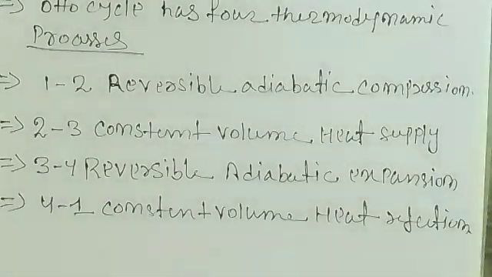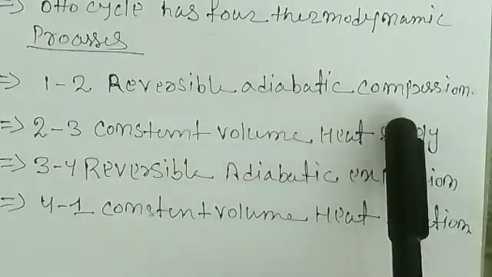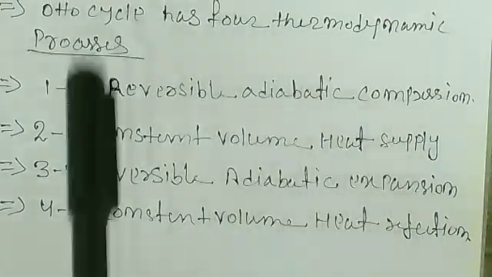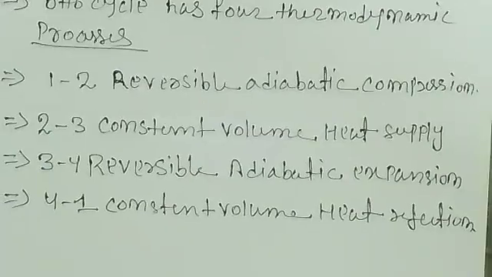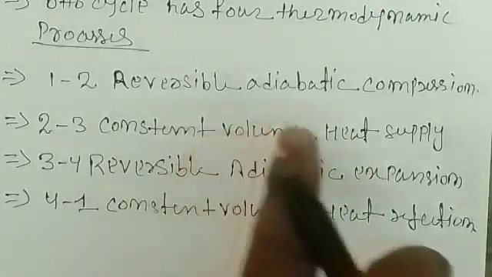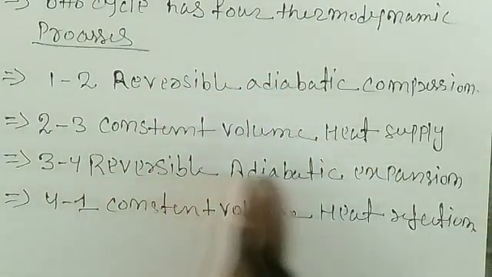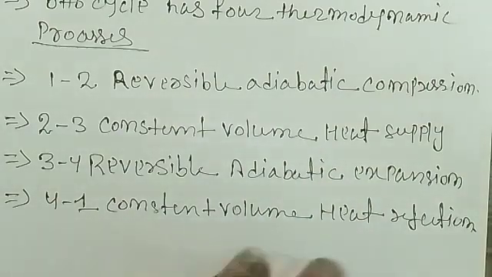As you know, the 4-stroke SI engine process is suction, compression, expansion and exhaust. First, in compression, we compress the fluid adiabatically. Again you have to supply the heat by means of the spark plug. The heat is generated, meaning combustion takes place at constant volume. Again expansion in the expansion stroke, and finally heat is rejected through the exhaust valve.